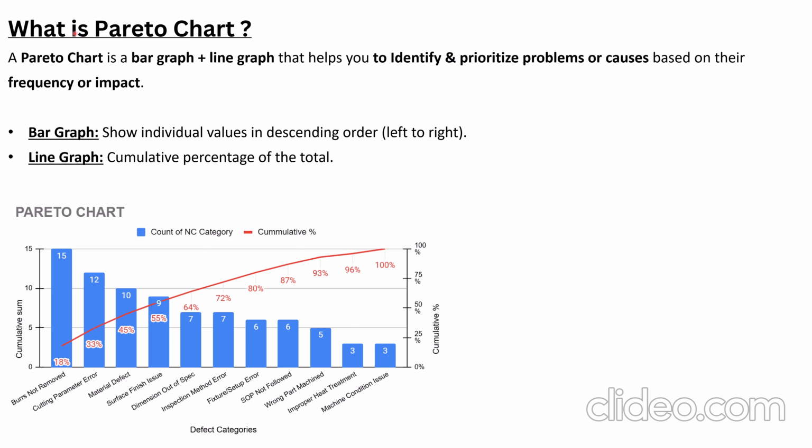What the definition of the Pareto chart is saying is that the Pareto chart is not just a bar graph, and not just a line graph. It is a combination of both bar graph and line graph, which helps us with the identification and the prioritization of the problems or the defect categories or the causes based on their frequency, or the count or the NC categories, or the impact.